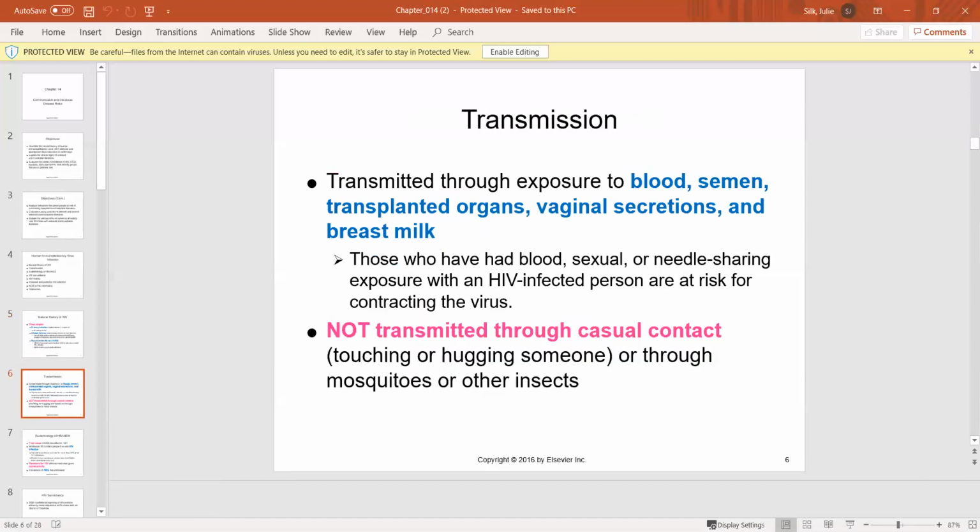So again, this is transmitted through exposure to blood, semen, transplanted organs, vaginal secretions, and breast milk. Those who have had blood, sexual, or needle sharing exposure with an HIV infected person are at risk of contracting the virus. And again, remember what I said before, people years ago used to be really worried that just by touching someone with AIDS, you were going to get it, but that's not true. It's not through casual contact.